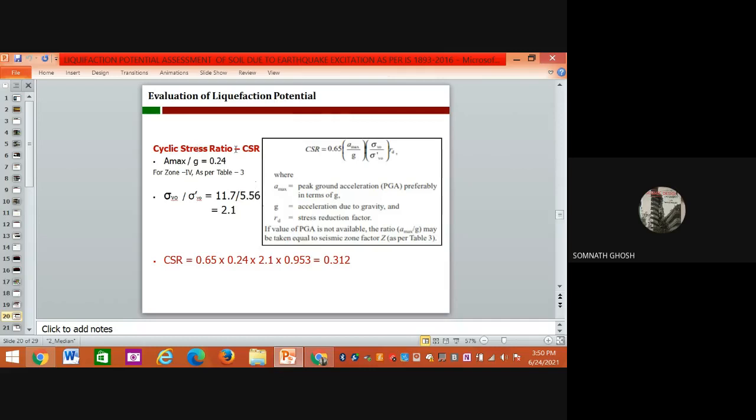Then the CSR, this from table 3, this is a place in Cooch Behar. So there, this value is 0.24. It is coming in zone 4. So if you do this calculation, it's 2.1. CSR is 312. CSR, if you just put it in this, which I have shown you already, you will get CSR equal to this. Okay.